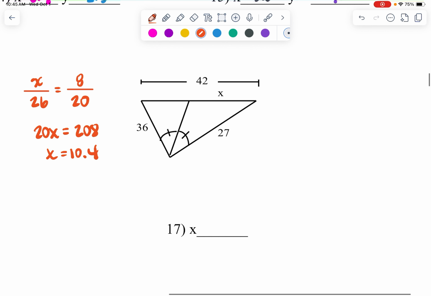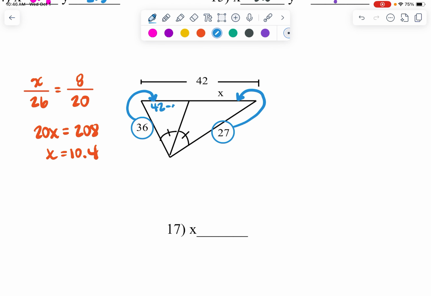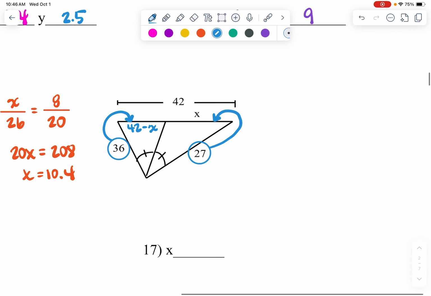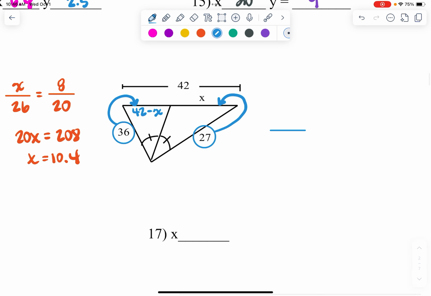All right, last one on this page, another angle bisector theorem, right? Remember, the angle bisector theorem is the same thing every time. It says 36 is to his little partial side as 27 is to his little partial side that's attached to him. Well, clearly I don't have an expression for that little piece that's attached to the 36, but I do have enough to find it since they told me that that was 42. So this must be the leftovers of 42 minus x. And now we can set up a proportion.